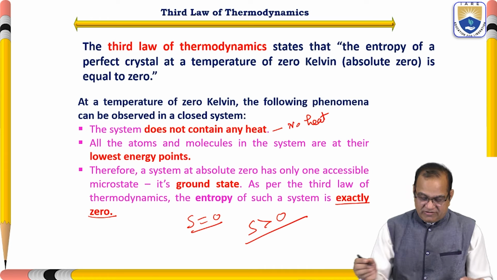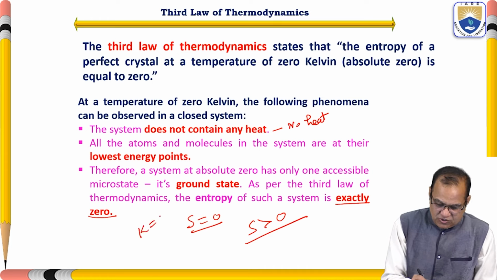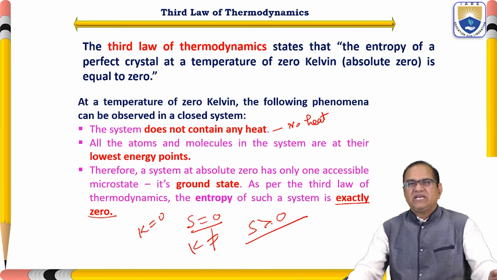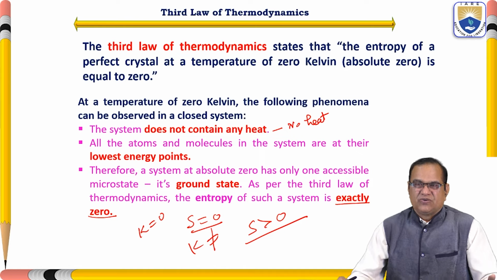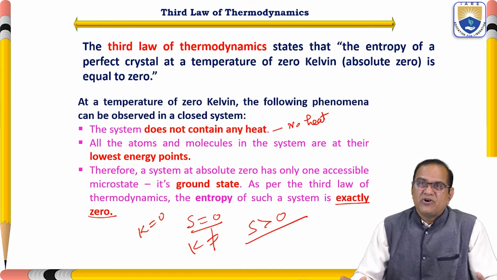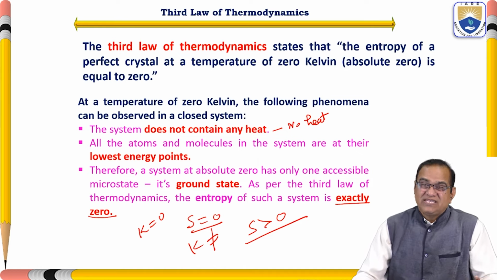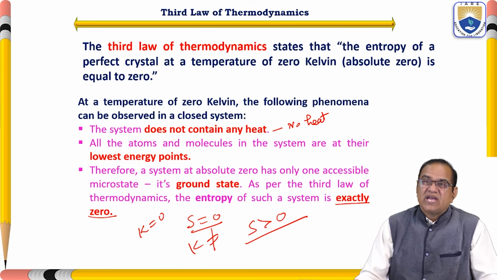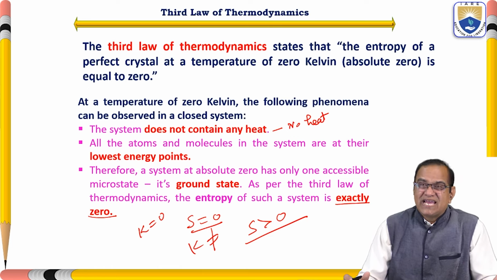Except at absolute temperature, when K is equal to 0, when K is not equal to 0, S will always be greater than 0. So this is the very important law which also defines the absolute 0, and it also says that at absolute 0, you will not get any entropy.